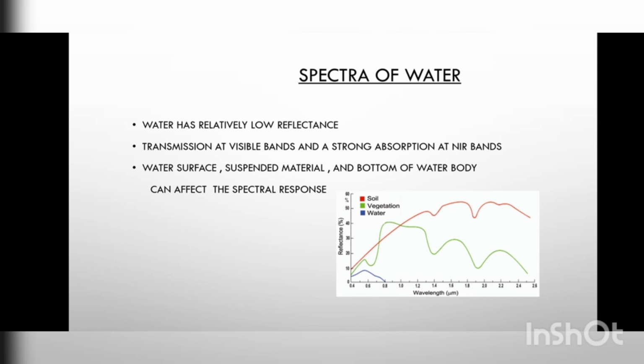Furthermore, turbid water, as I said earlier, also yields a high reflectance compared to clear water and may be observed within the NIR region. So with this, we have come to the end of the presentation.